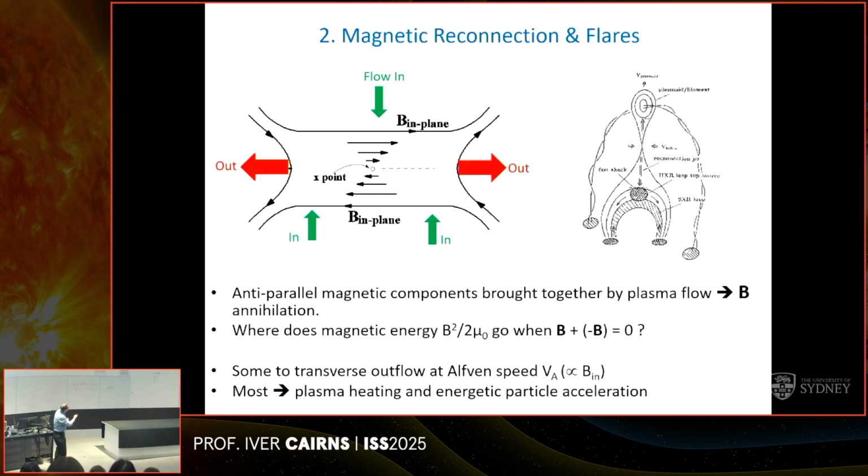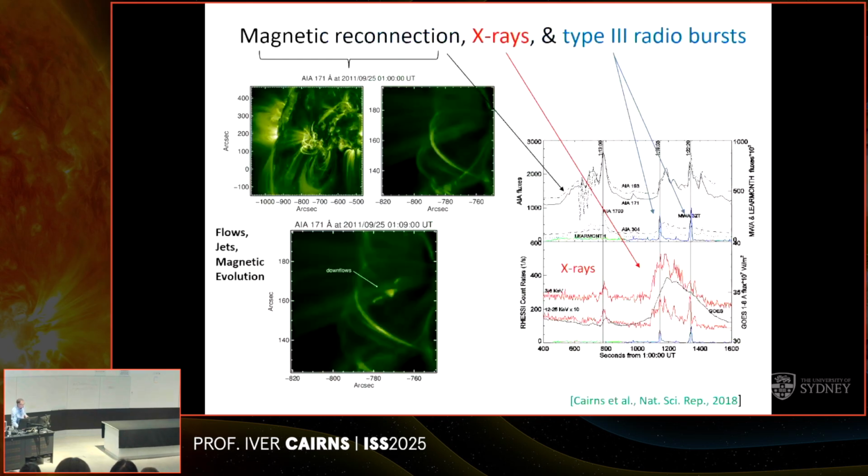The stuff that goes down here goes towards the sun. It in fact leads to so-called H-alpha flares or heating of the solar atmosphere. And the material that goes outwards becomes a coronal mass ejection. And that has a characteristic speed, the so-called Alfvén speed, and not all of the energy, it turns out, goes into outflow. Some of it goes into heating and acceleration of particles. And so this is an example of that, and I'll show the movies in a moment. This is from SDO as well.